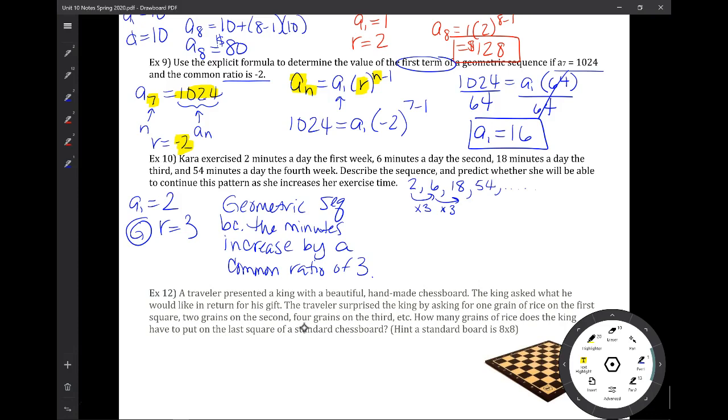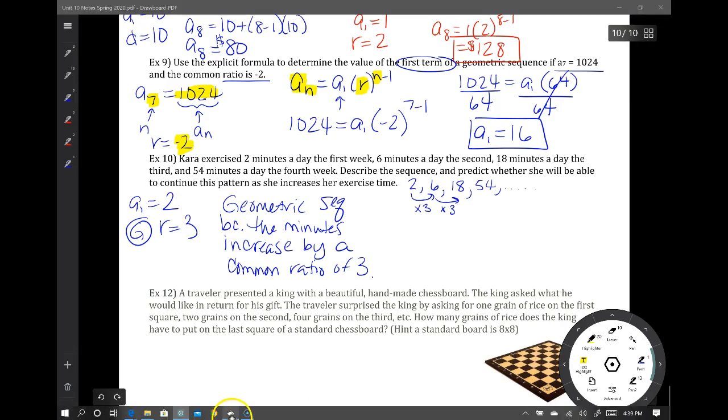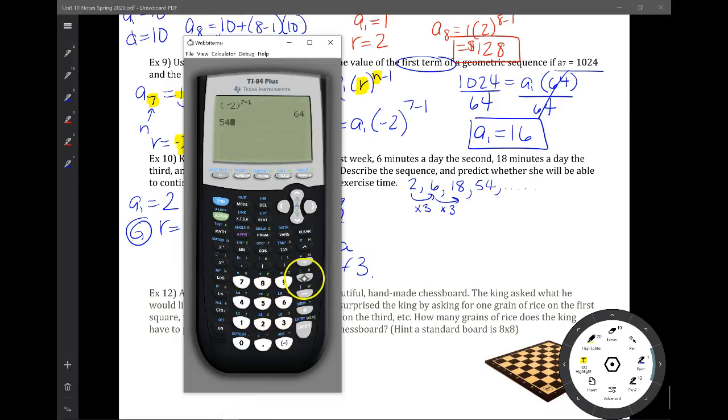So this actually is not going to have us compute anything, it's more of a conversation. Will she be able to forever and ever and ever continue to increase the amount of workout time by multiplying it by 3? And pretty much it's a no. She will not be able to continue this pattern forever. I mean, even if I just grab my calculator real quick here, if I do 54 times 3, she's working out 162 minutes in a day.